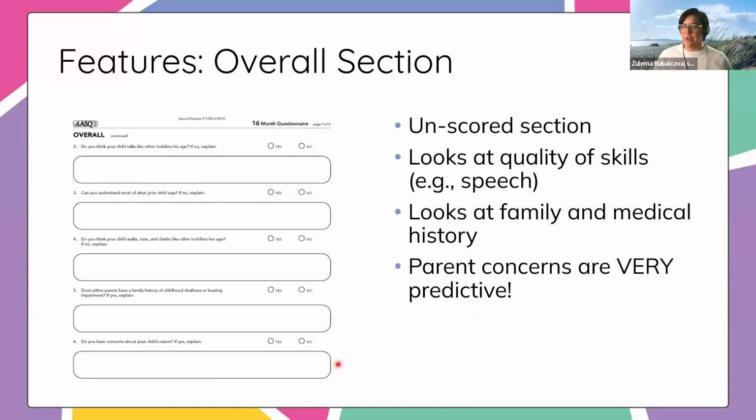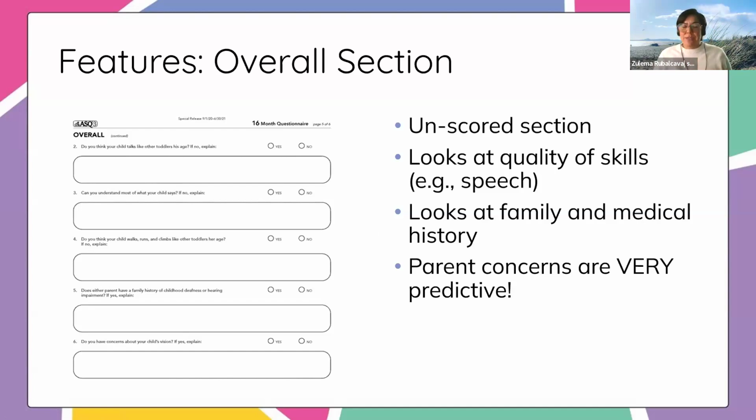When we get to the overall section, you'll see here that there is no little line by each of these questions. The overall section doesn't get scored, it's unscored, but it is so key because it really looks at the quality of the skills, right? We want these skills to be functional for the children. It also asks questions about family and medical history, which as providers, we might not know, right? If we're early childhood education providers, we might not know what's been happening in their health history. And that also helps us make recommendations.